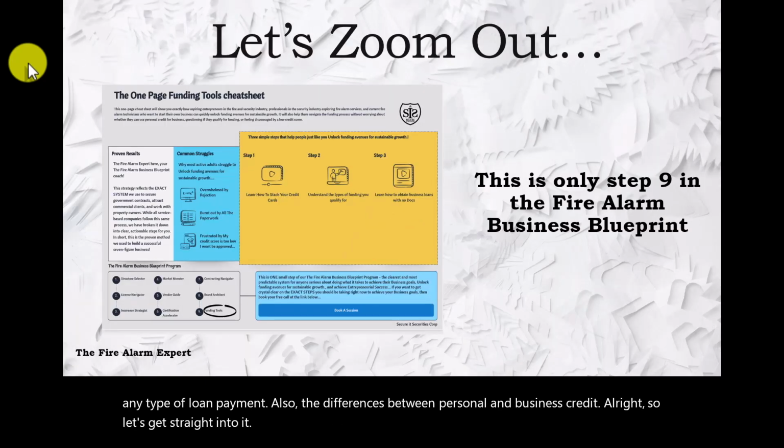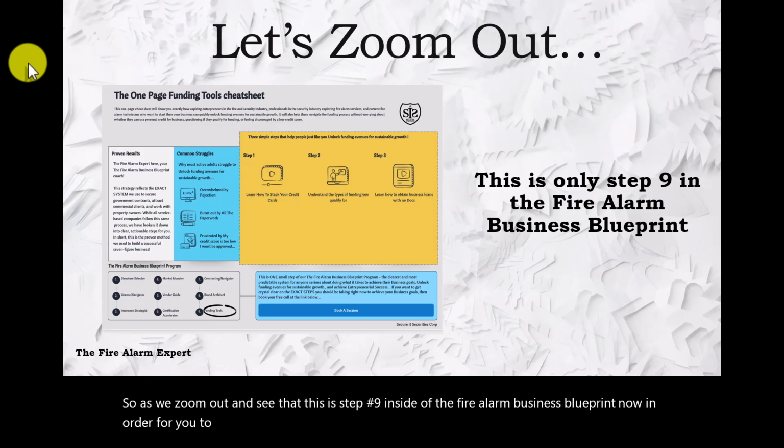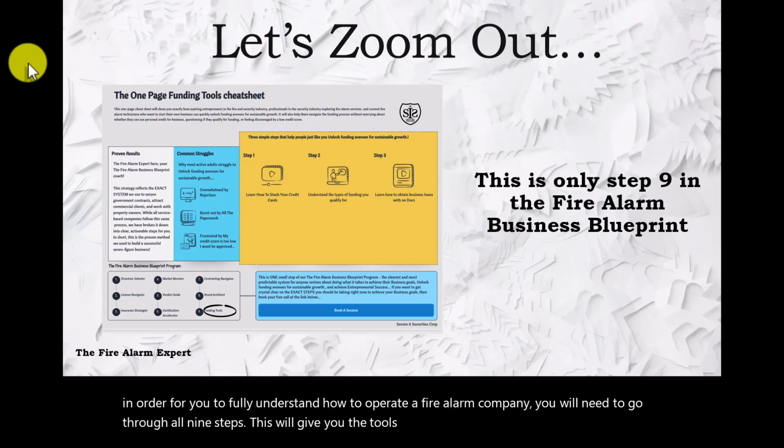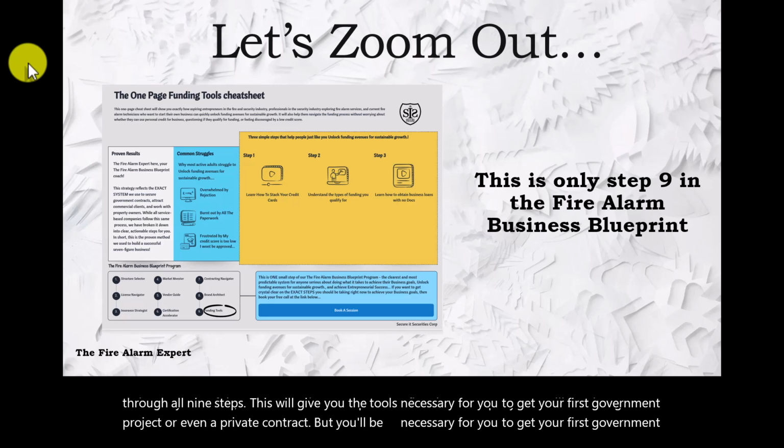So as we zoom out and see that this is step number 9 inside of the Fire Alarm Business Blueprint. Now, in order for you to fully understand how to operate a fire alarm company, you will need to go through all 9 steps. This will give you the tools necessary for you to get your first government project or even a private contract, but you'll be able to install a system confidently.